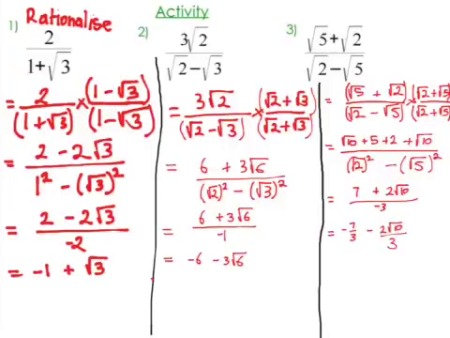And there it is. And at this point we can just separate each term and write it as 7/3 and 2 root 10/3. Fantastic. So how do you think you went with addition, multiplication, and division involving surds?